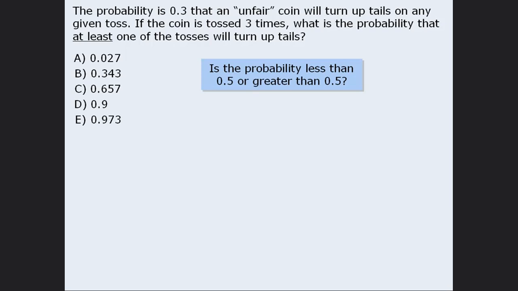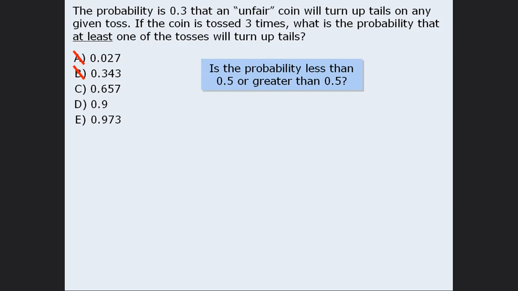What do you think? If you felt that the probability is greater than 0.5, you would eliminate answer choices A and B since they are less than 0.5. Are there any other answer choices you might eliminate? Now keep in mind that you do not know how to solve this question, so when we are guessing, we need to be somewhat aggressive.